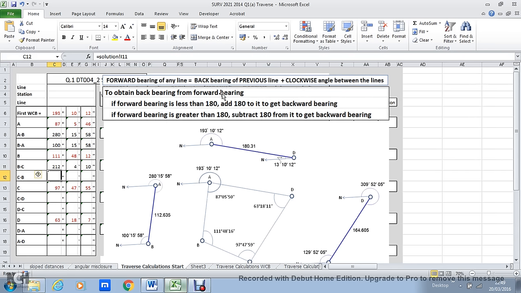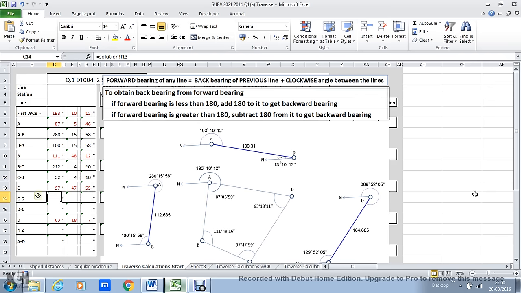To obtain the back bearing from the forward bearing, if the forward bearing is greater than 180, we'll take the second rule because it is greater than 180. We subtract 180 from it to get the backward bearing. So basically following that rule we subtract 180 from the 212 here. I'll give you a second to do that, and if you want to pause it and do it, I'm about to reveal the answer now. It's 32 degrees, 4 minutes and 10 seconds.